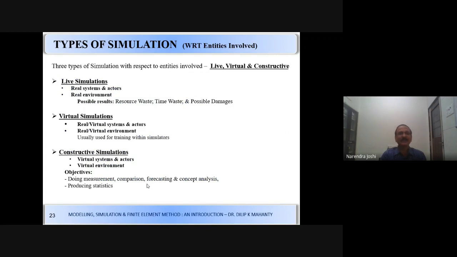It's live simulation, virtual, constructive simulation. Live is the real-time systems and actors, real environment. Whereas virtual is virtual systems and actors, virtual environment. Constructive simulation is virtual systems and actors, virtual environment. Okay, it's basically to do measurement, comparison, forecasting, and concept.